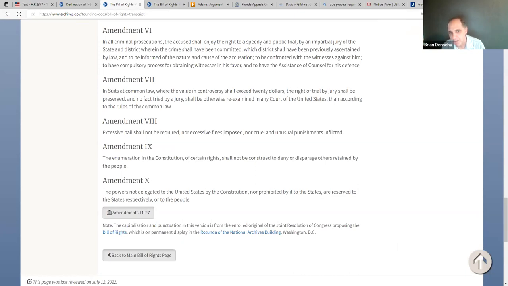So Roe versus Wade was initially decided based on some kind of privacy right, that there's a privacy right inherent in the Ninth Amendment that says that it's an unalienable right and therefore it cannot be legislated. So at least that's my understanding of it.